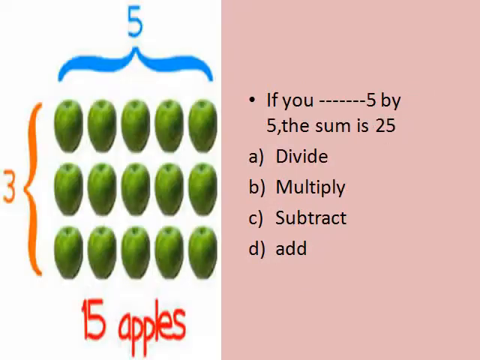Multiply. If you multiply 5 by 5, the sum is 25. Divide, multiply, subtract, add.